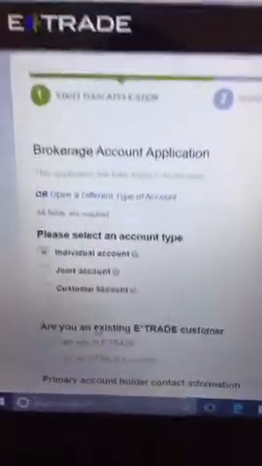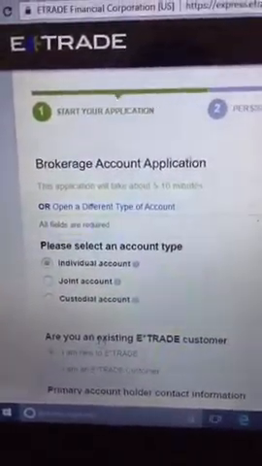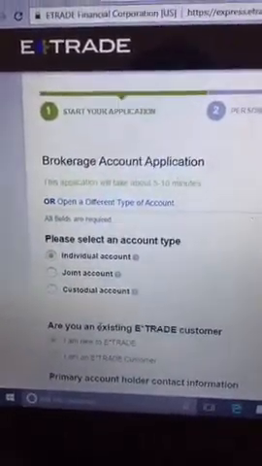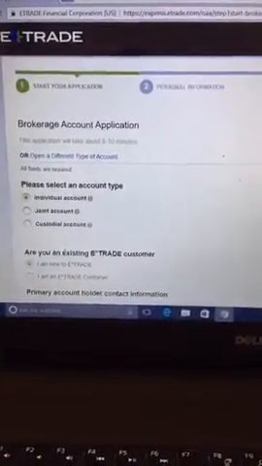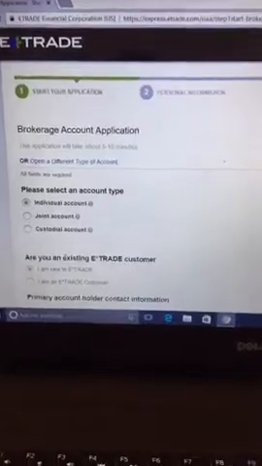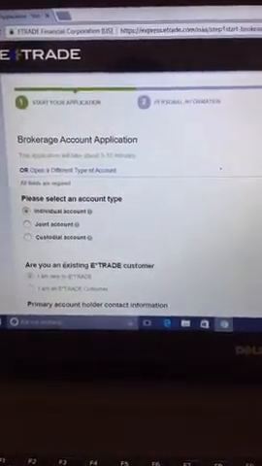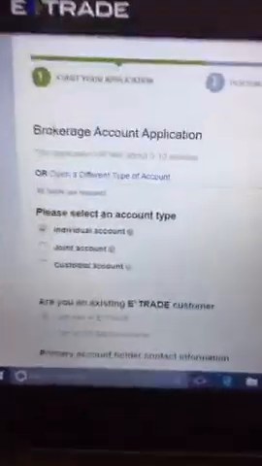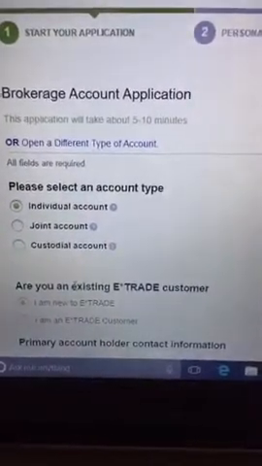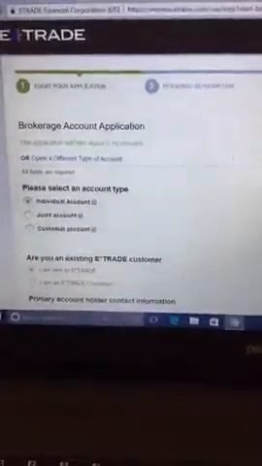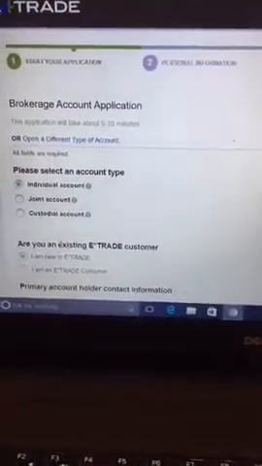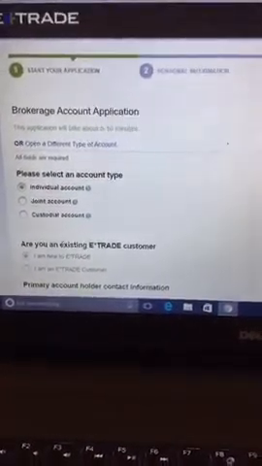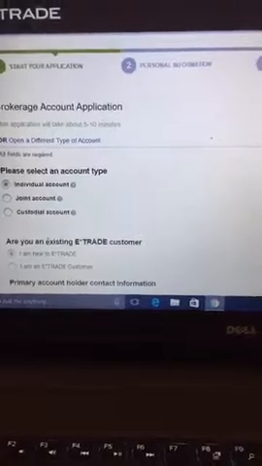So, look what it says. It says the application will take about 5 to 10 minutes. So, everybody out there that wants to open a stock account or start buying stocks and you think you don't have time, you think the process is hard, it says the application only takes 5 to 10 minutes. So, in 5 to 10 minutes of your time, you can start building wealth. It's really no excuses if you really want to do it.